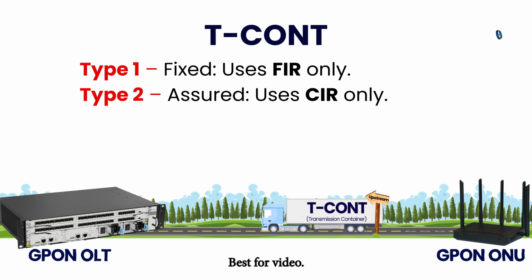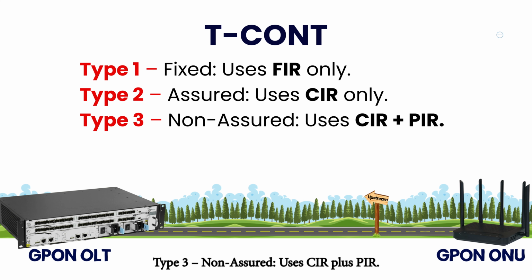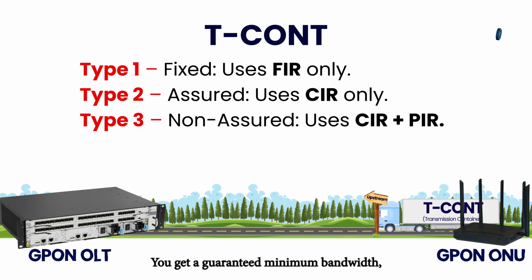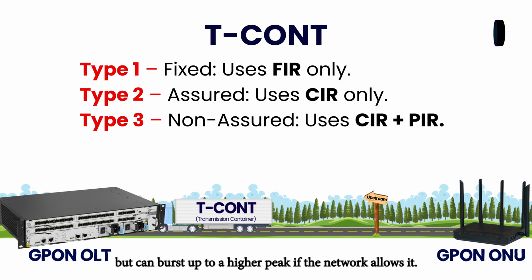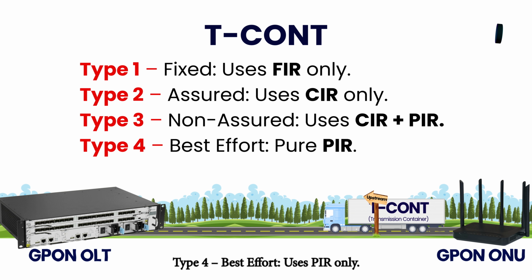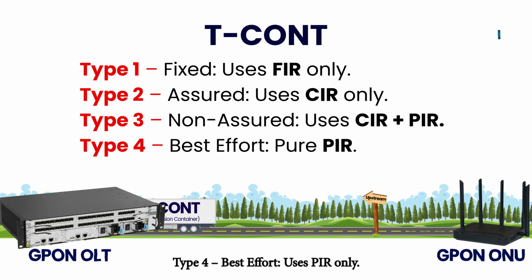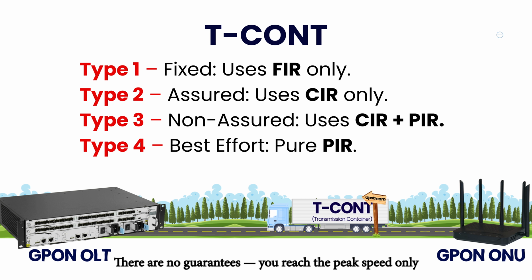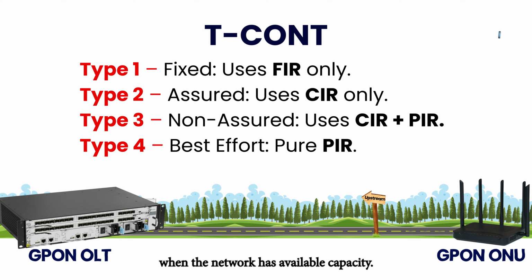Best for video. Type 3, non-assured, uses CIR plus PIR. You get a guaranteed minimum bandwidth, but can burst up to a higher peak if the network allows it. Type 4, best effort, uses PIR only. There are no guarantees. You reach the peak speed only when the network has available capacity.